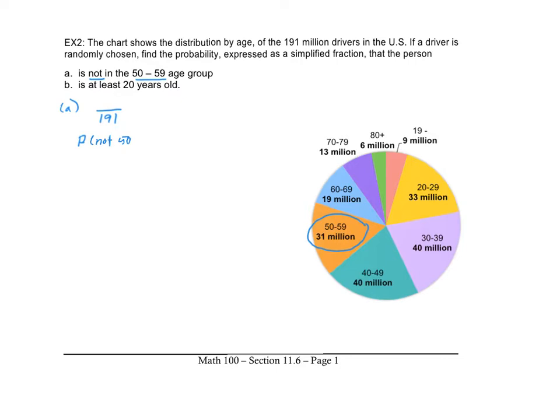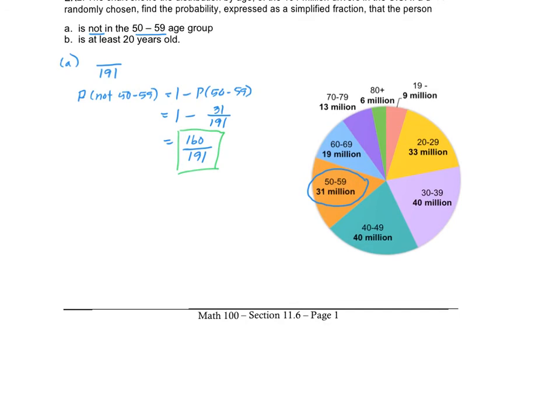So if I was going to figure out the probability that we're not in the 50 to 59, and I was going to use the formula, it would be equal to 1 minus the probability that we are in that 50 to 59 age group, which would be 1 minus the fraction of 191, with 31 million in the 50 to 59 age group. So again, you'd find your common denominator, do the subtraction, and you'll get 160 over 191. This happens to be reduced, so this would be the probability. Otherwise, you can just count up 19 million, 13 million, 6 million, 9 million, and so on. Let's look at part B.